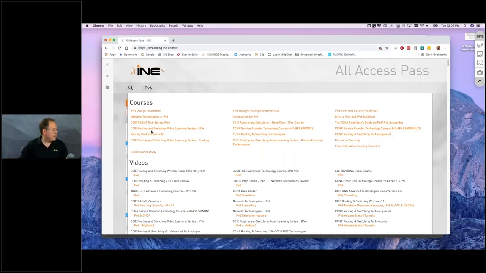For example, IPv6 subnetting, I would expect to see that. Introduction to IPv6 should have it, IPv6 design should have it. So a lot of these things would talk about IPv6 subnetting. If you don't have an all access pass from INE, I would definitely recommend you get one, because it'll give you access to all these videos plus hundreds, if not thousands, of other videos we've got on all sorts of topics.